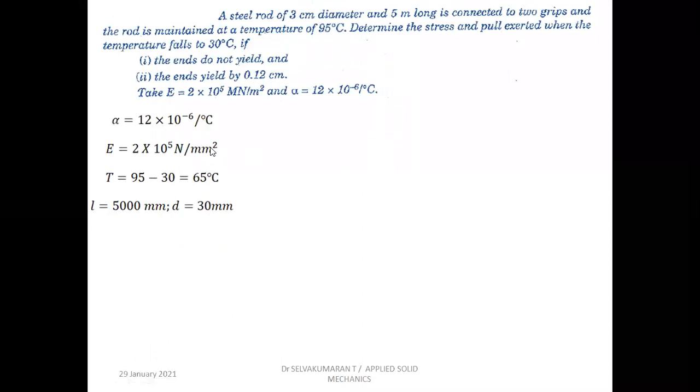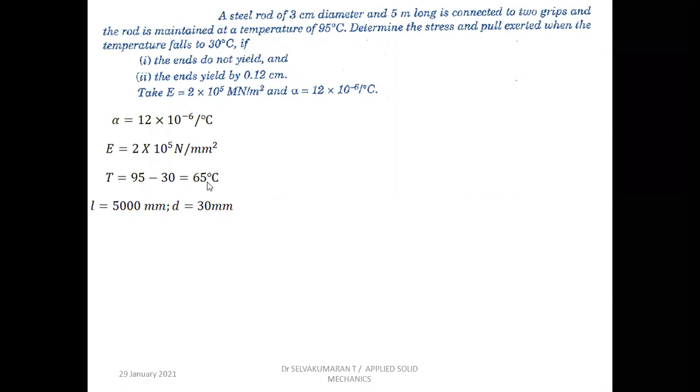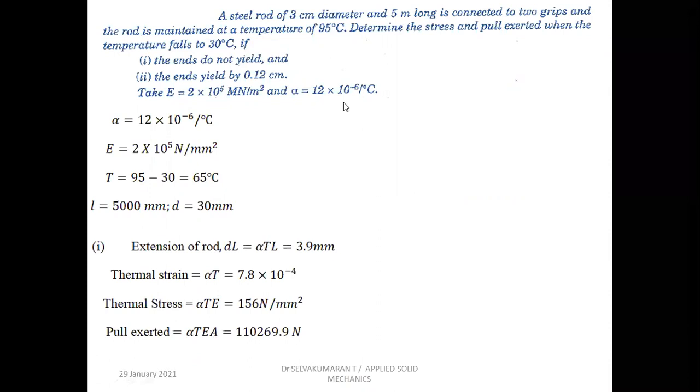Alpha, E, T: T is the temperature change, 95 minus 30, which is 65 degrees Celsius. Length is 5000 millimeter, diameter is 30 millimeter. First question, the ends do not yield. Elongation is alpha T L. Alpha is given, T is 65 degrees Celsius, length is given, you get 3.9 millimeter.